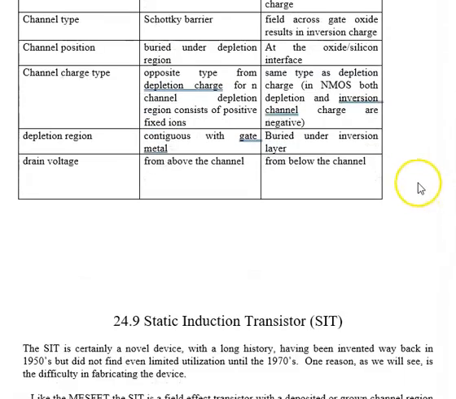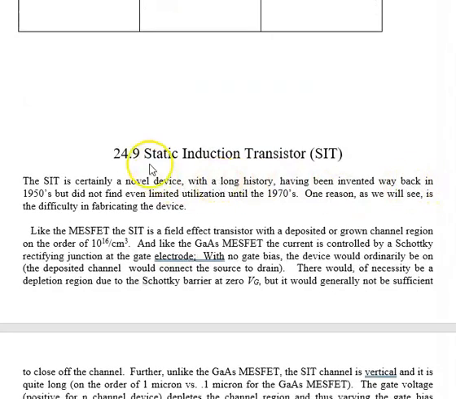The last device that we will be studying is the static induction transistor, or SIT. And this is certainly a novel device. It has a long history. I believe it was first invented back in the 1950s, but it did not find even limited utilization until, well, I think that's a little bit generous, probably 1990s more likely. And one reason that it is limited even today is the difficulty in fabricating the device.